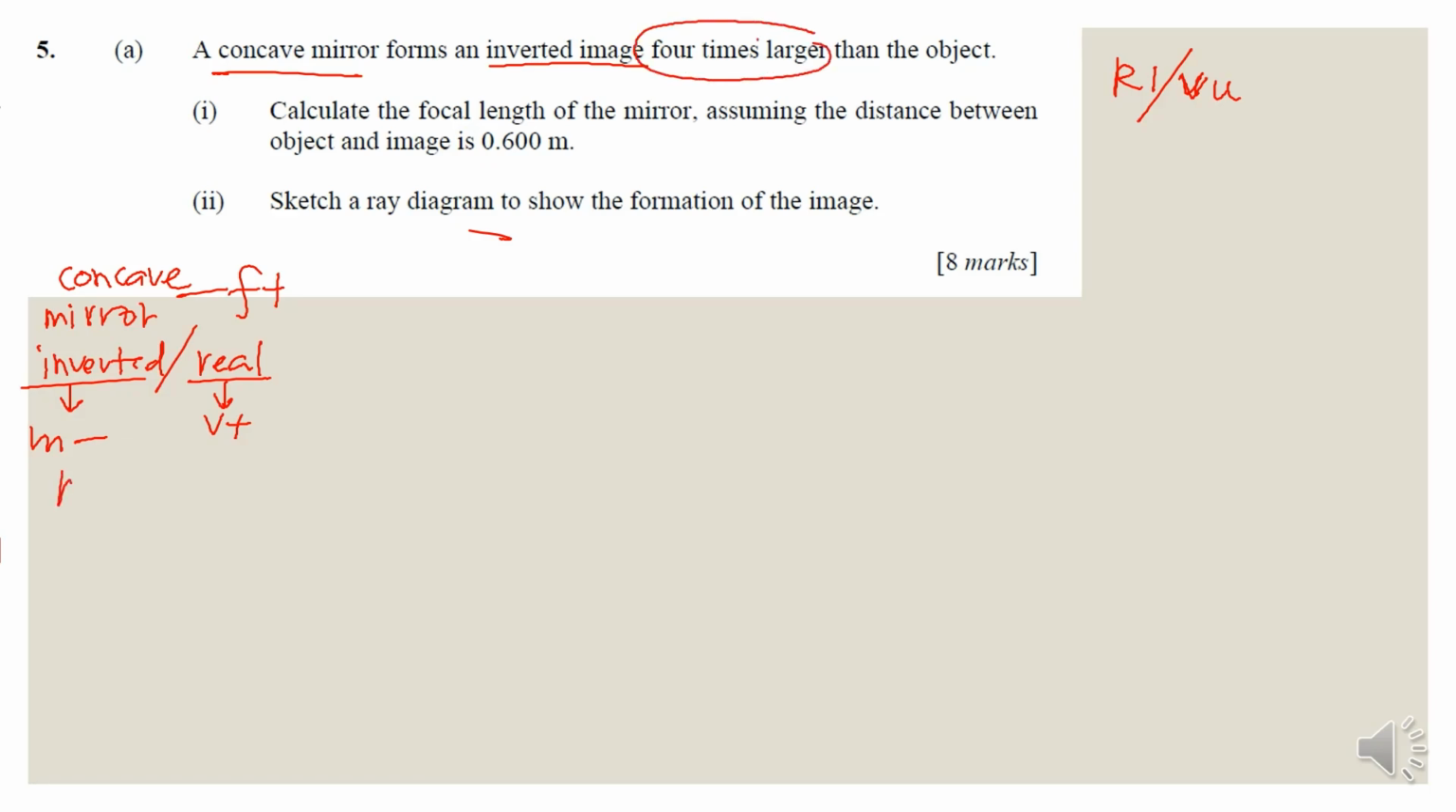So M is equal to 4. Oleh kerana tadi kita dah cakap M negatif, so M negatif 4. Okay, 5A1. Calculate the focal length of the mirror F, assuming the distance between object and image, U and V, adalah 0.6 meter. Bila kita baca ni, kita mesti ingat U tambah V sama dengan 0.6.